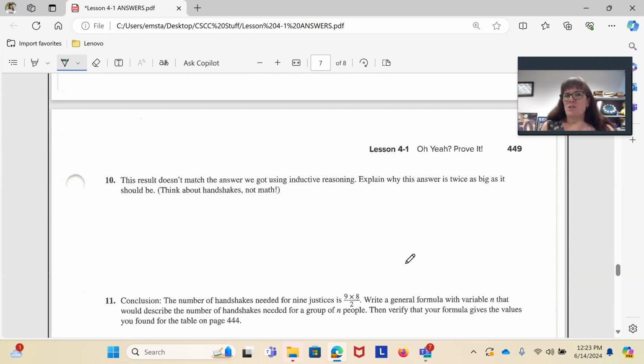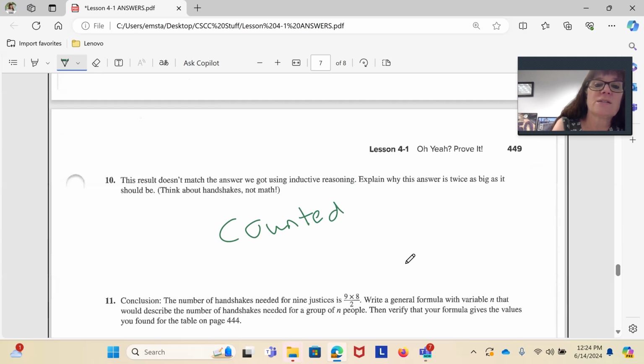If you remember when we did the drawing, when we went from person 1 to person 2, that meant person 2 already shook hands with person 1. So by doing it the way we've just done it here, we've counted all handshakes twice.